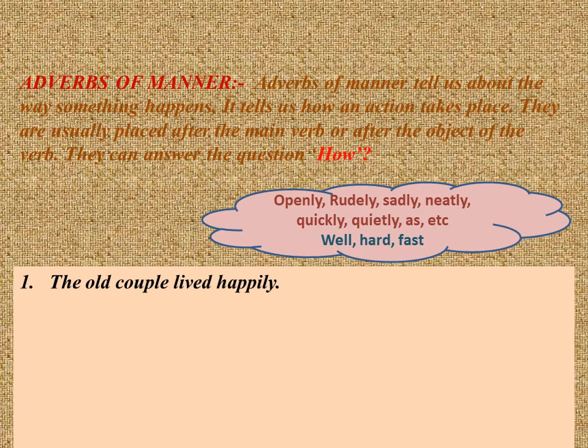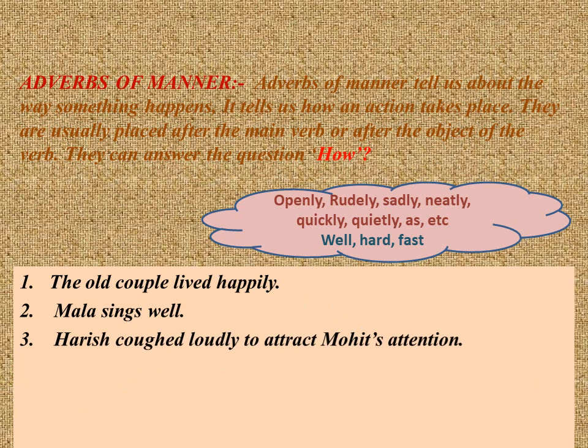The old couple lived happily. How did the old couple live? Happily. So happily is your adverb of manner. Mala sings well. Mala sings how? Well. So well is your adverb of manner. Harish coughed loudly to attract Mohit's attention. So Harish coughed how? Loudly. So loudly will be your adverb of manner.